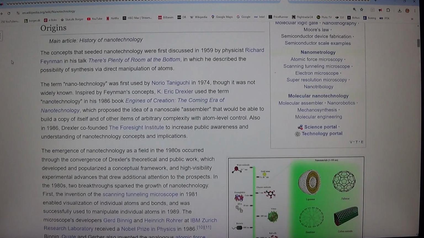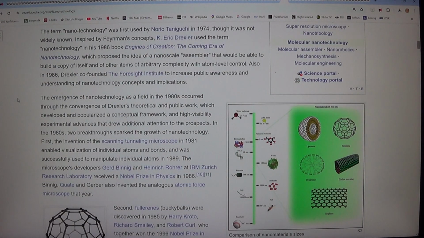Origins. Main article: History of Nanotechnology. The concepts that seeded nanotechnology were first discussed in 1959 by physicist Richard Feynman in his talk There's Plenty of Room at the Bottom, in which he described the possibility of synthesis via direct manipulation of atoms. The term nanotechnology was first used by Norio Taniguchi in 1974, though it was not widely known.